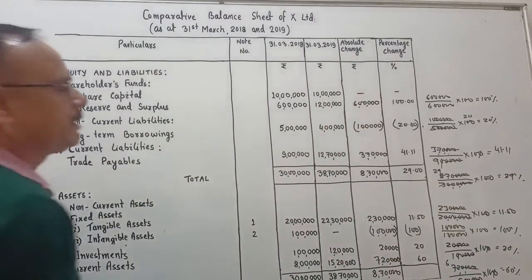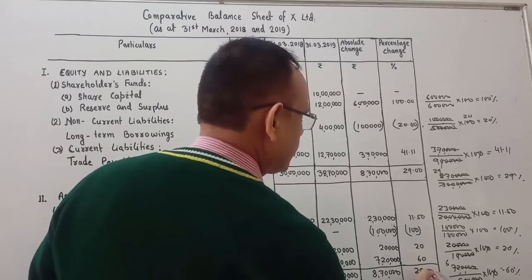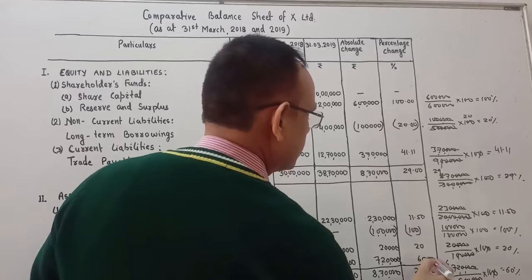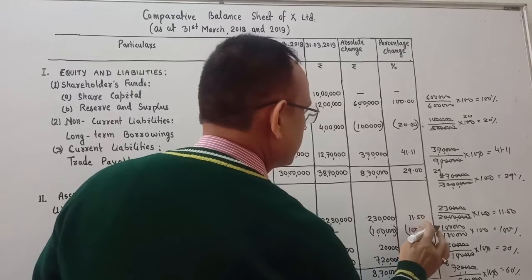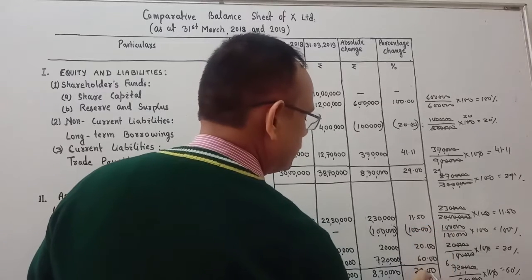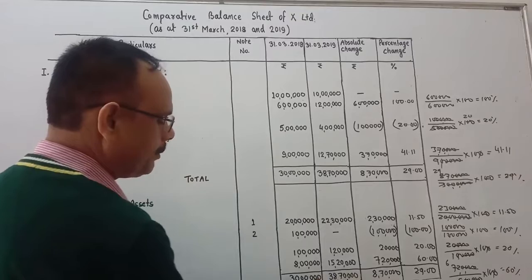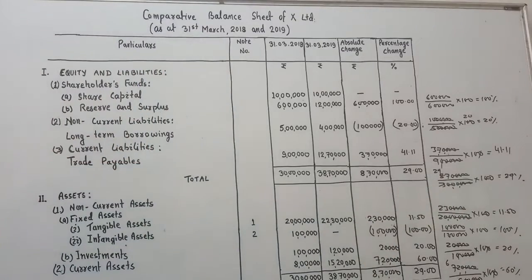In total as well, the same 29% will come over here, because 8,70,000 upon 30 lakhs, we have already done the calculation. 29%. So is it clear?